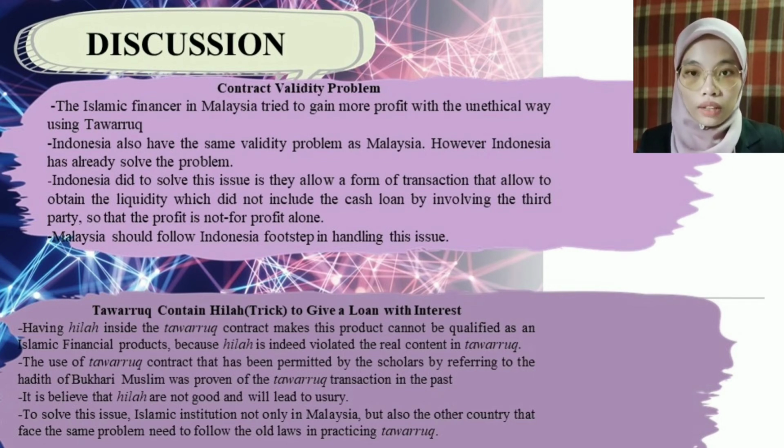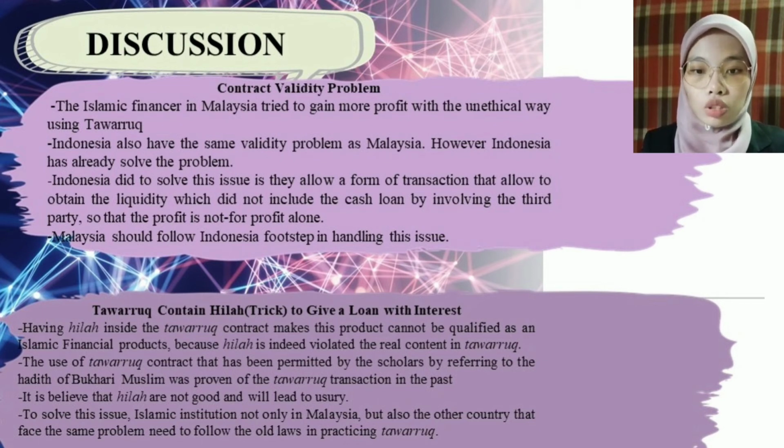From what we know, there are 5 major problems in the issue. The first one is the contract validity problem. Islamic financial institutions in Malaysia tried to gain more profit in an unethical way using Tawarruq. Indonesia also has the same validity problem as Malaysia. However, Indonesia has already solved the problem.